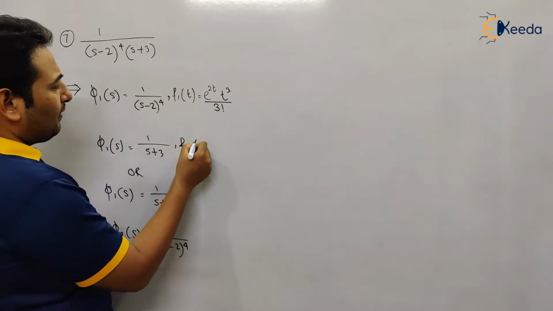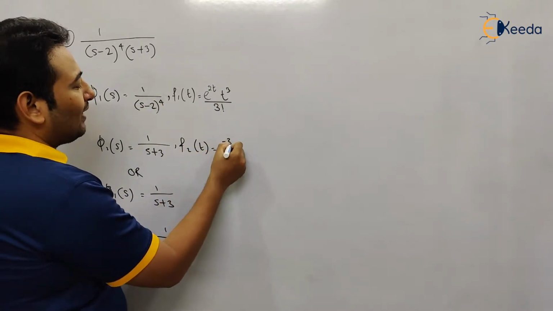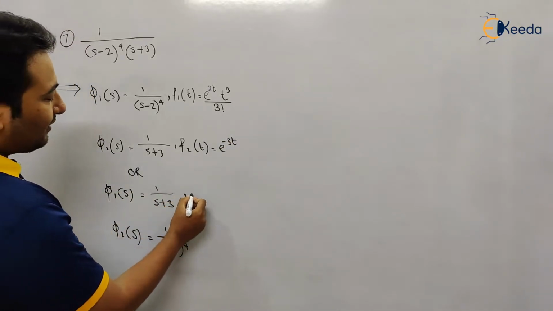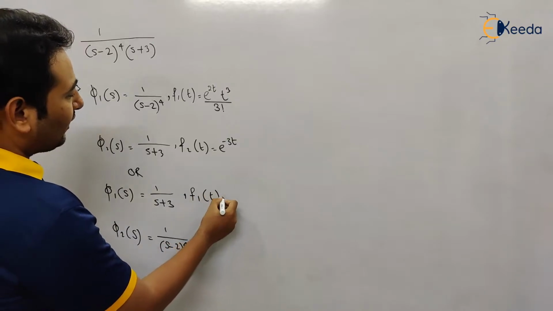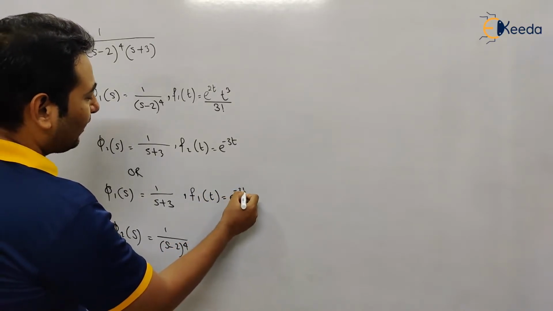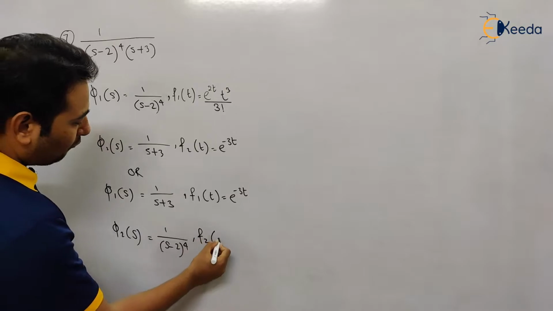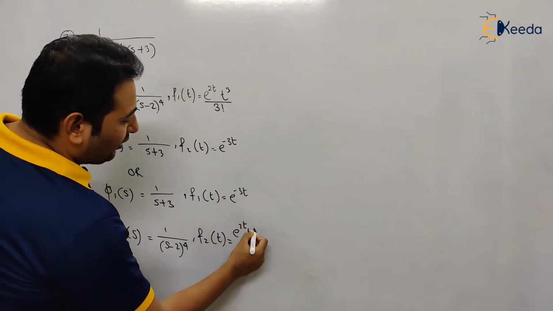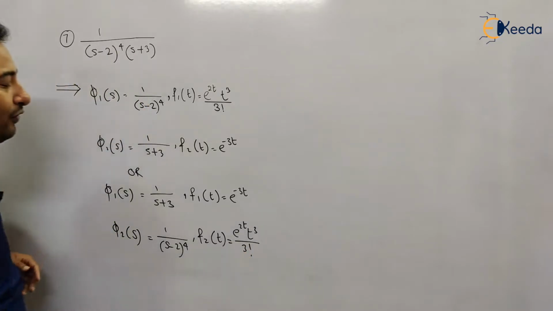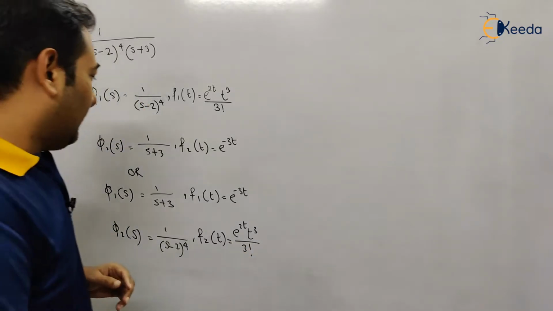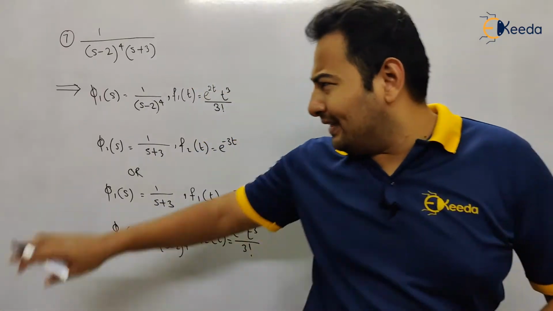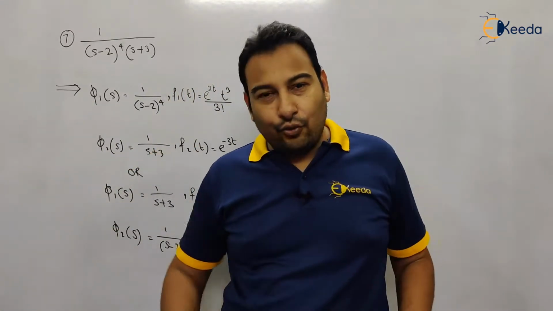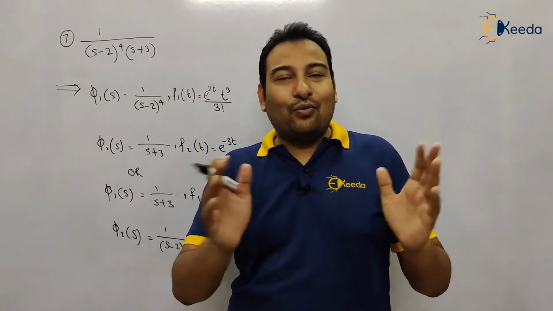And this is simple, e raised to minus 3t. Suppose if we consider phi 1(s) as 1 upon s plus 3, it will be f1(t) equal to e raised to minus 3t, and f2(t) is equal to this term, that is e raised to 2t into t cube upon 3 factorial. Now friends, look at this and tell me which is more convenient. Obviously both are right. You can go ahead with any one, but which is convenient?